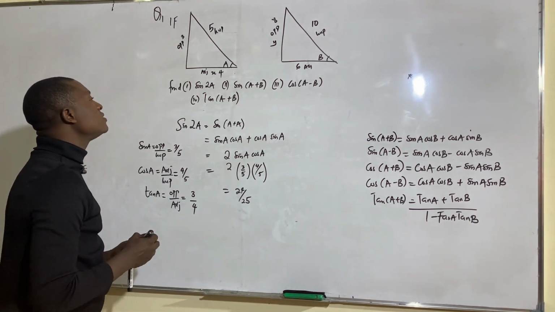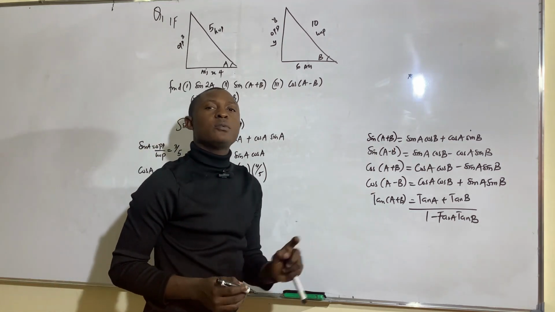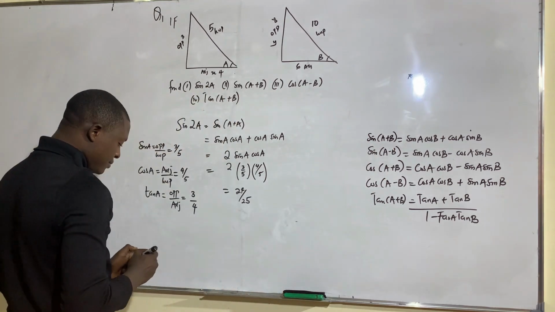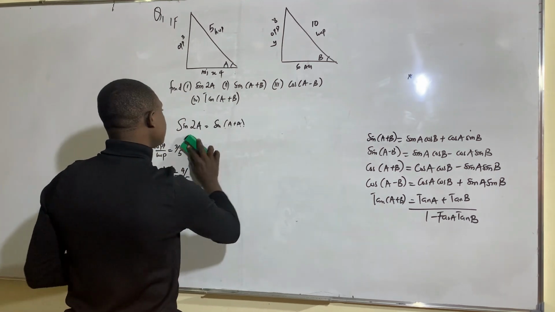So the second one, we have to find sine A plus B. That's when we need to apply this formula because the angles are not the same. Let's see how we're going to solve that.